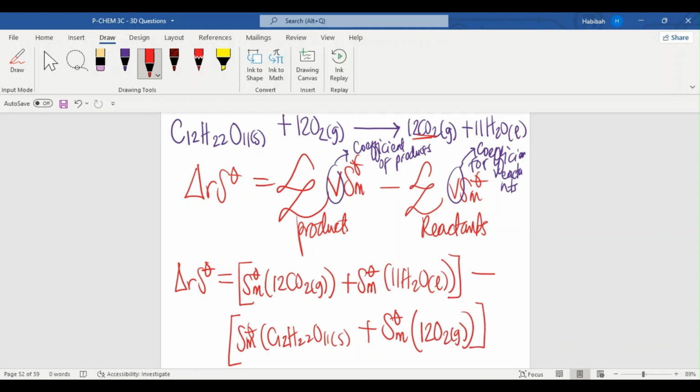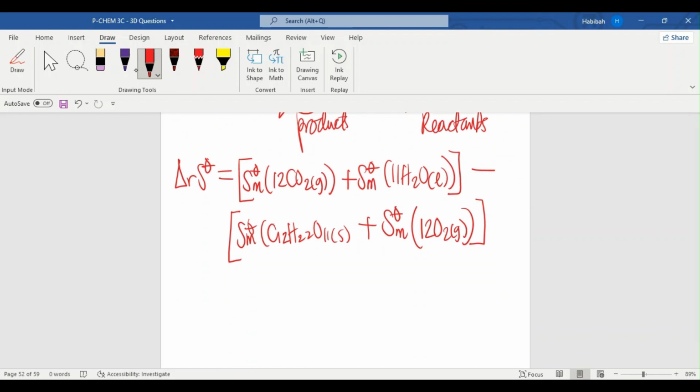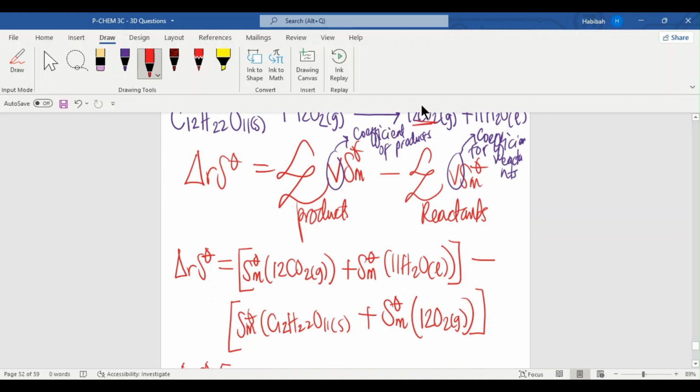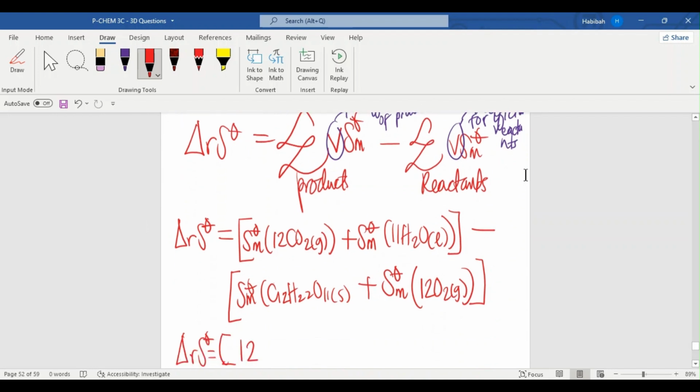So that is it. So now we're going to rearrange this. So we have the molar entropy. We're going to rearrange this. We're going to say 12, which is the coefficient that I explained earlier, coefficient for products and coefficient for reactant. If the coefficient is not 1, you're going to do the second step.